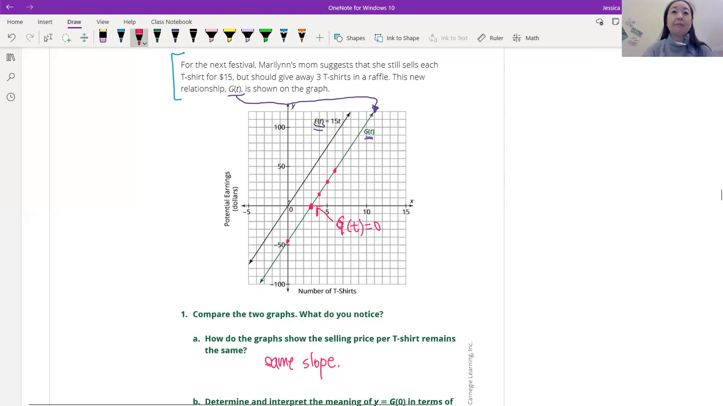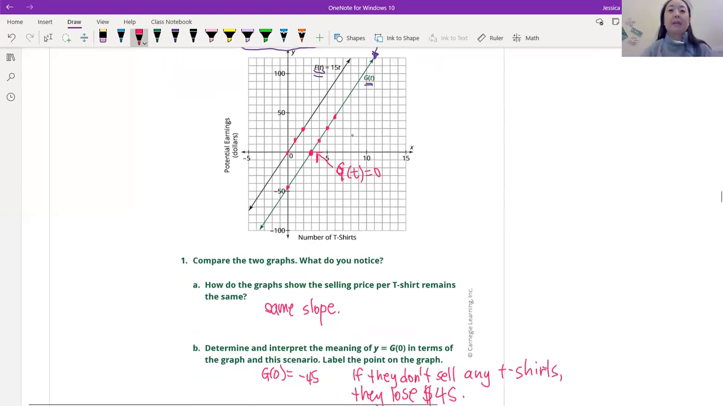Same thing with this one. We start at 0, 0. We go up $15 and then over 1 t-shirt. Up $15, over 1 t-shirt. So the slope is the same. The rate that we're charging is the same. It's not different. We know that because they have the same slope. It is parallel. I should say parallel lines.